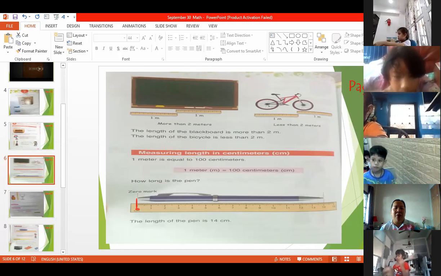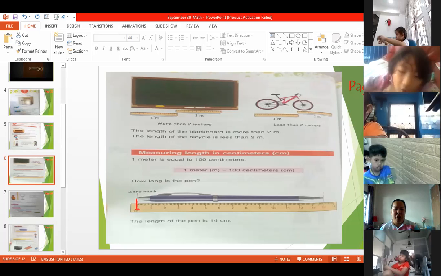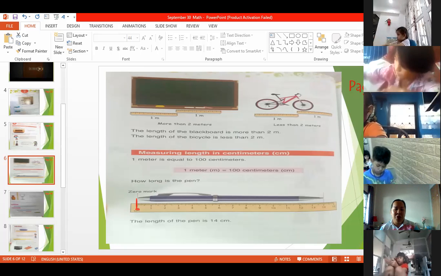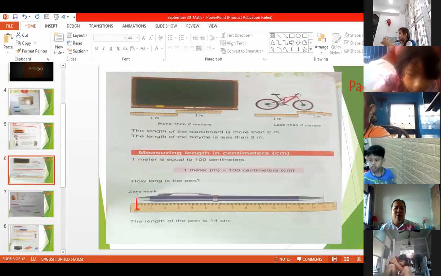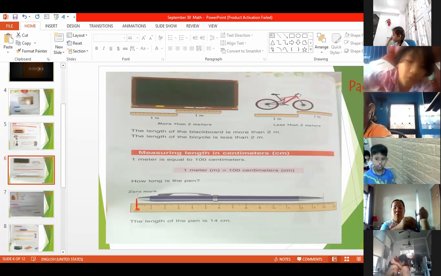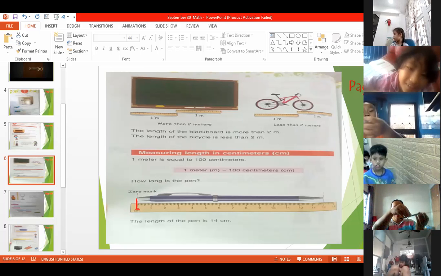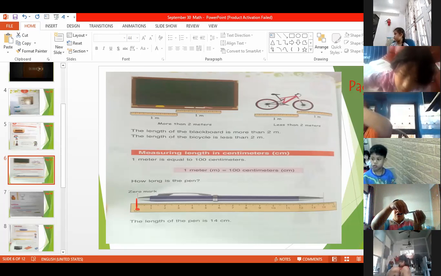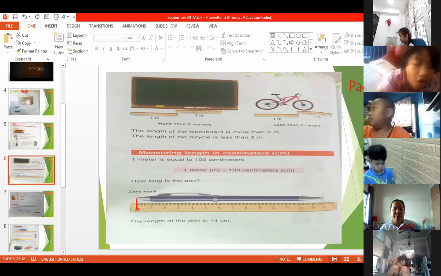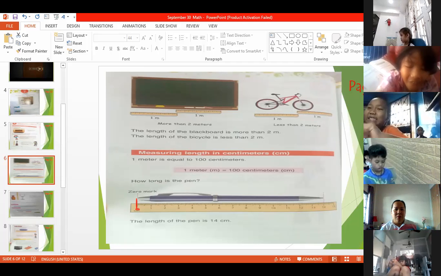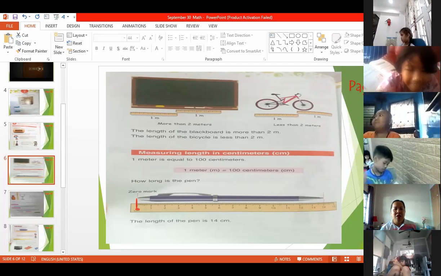How about you, Jeramet? What is the measurement or the length of your pencil? Did you measure it already? Just measure it. 16. Use your ruler, Jeramet. What is the measurement? Do the same like this. What is the measurement of your pencil? Jeramet, just do it. Come on. What is the measurement? Can you show it to me?